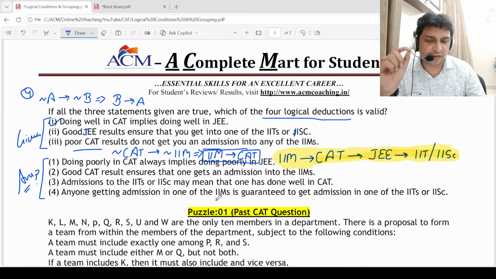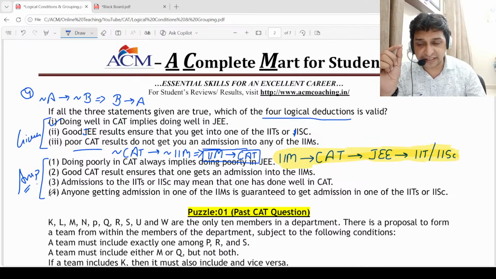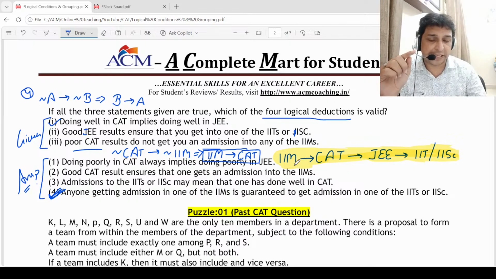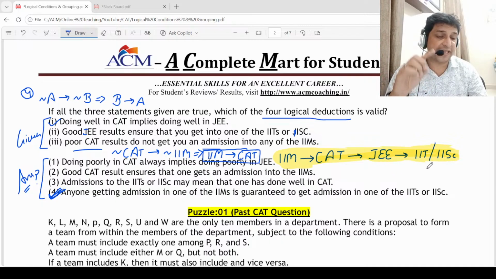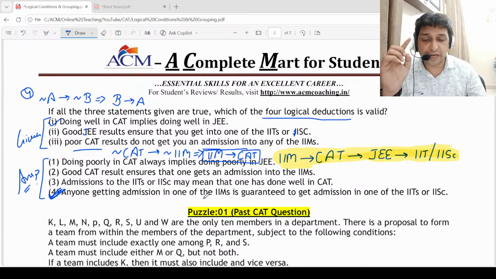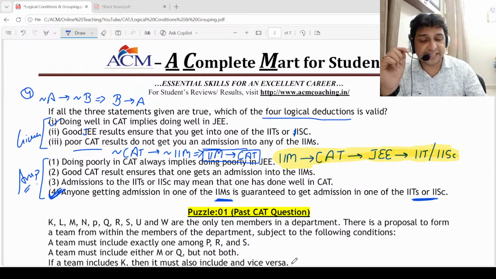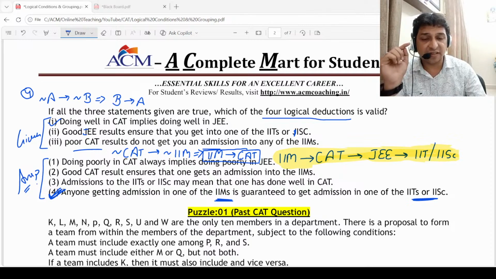Anyone getting admission in one of the IIMs is guaranteed to get admission in one of the IITs. That is definitely right. This is the answer, because if I'm doing well in CAT, that means my CAT was good. If my CAT is good, that means my JEE is good. And if my JEE score is good, I'm going to get IIT or ISC. So anyone getting admission into IIM will definitely get into IIT or ISC. That is the right answer to this particular puzzle.